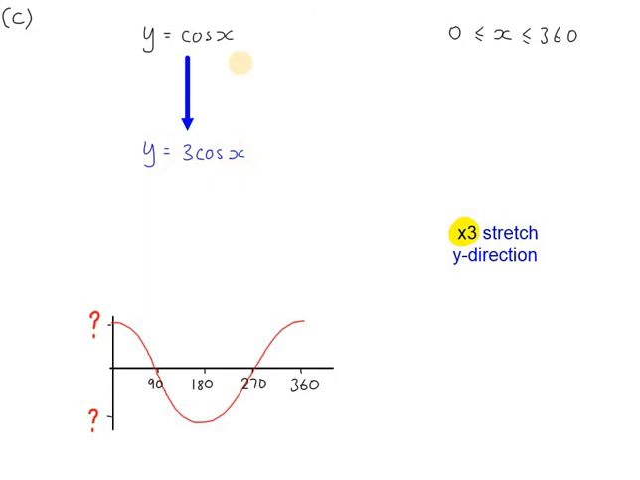Part C, cos x is transformed to 3 cos x. So the original equation there has been multiplied by 3, and that's telling us it's a times 3 stretch in the y direction. Any y coordinate that we know has to be multiplied by 3. So that was 1, that was minus 1, so that's now 3 and minus 3.